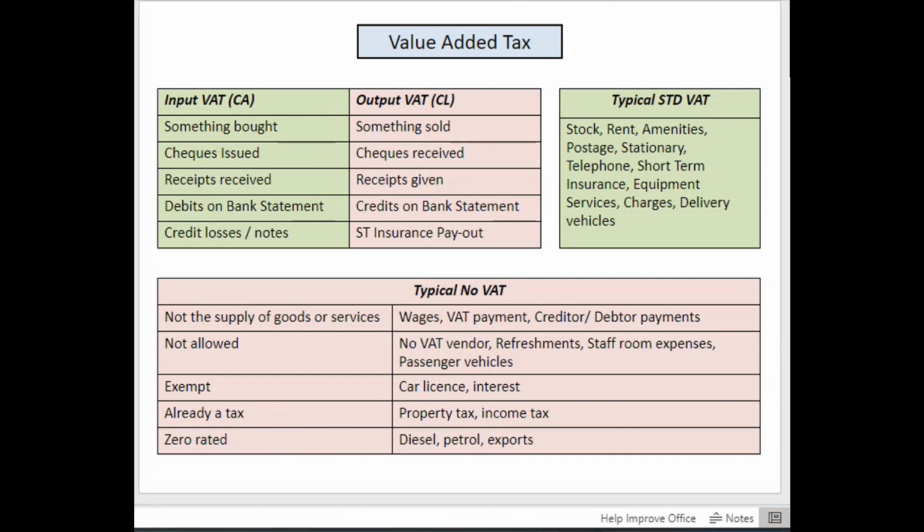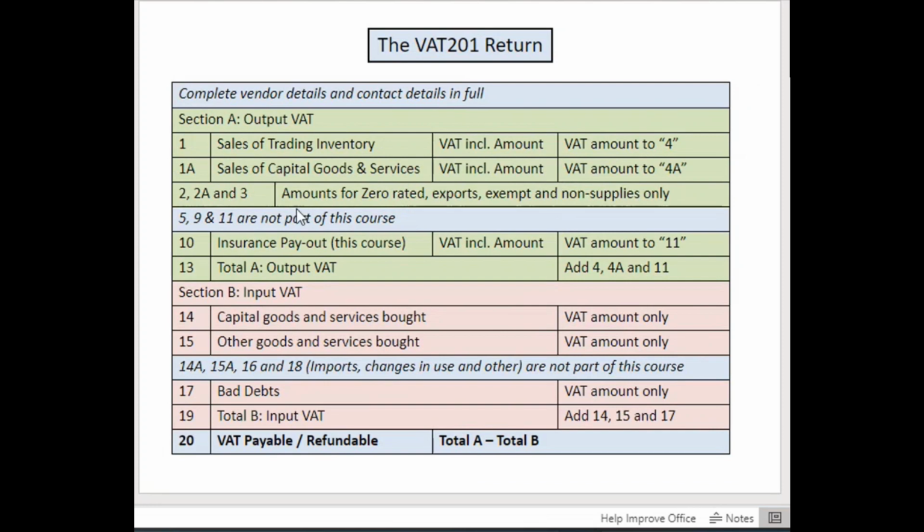Okay. Now let's have a look at the VAT 201 return. This is not the VAT 201 return. I think in your assignment 3, those of you that are far enough to get to assignment 3, when you download assignment 3, the VAT 201 is in there. But this slide tells you where to post the things on the VAT 201. So if you see a 4 or a 4A or 11 or 15 or 17 on the VAT 201, you can come back to the slide and say, this is where I'm going to post it.